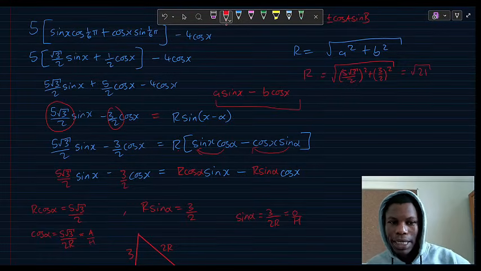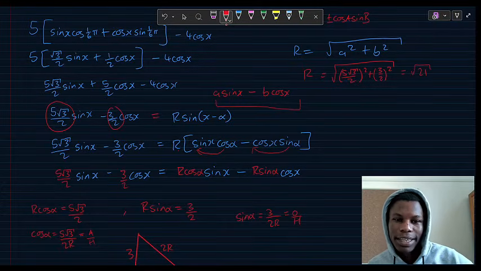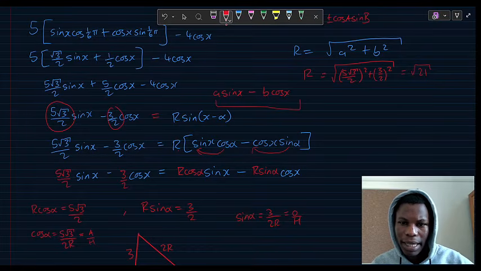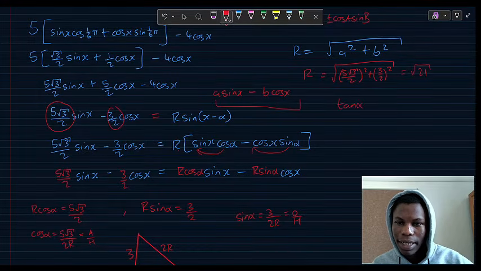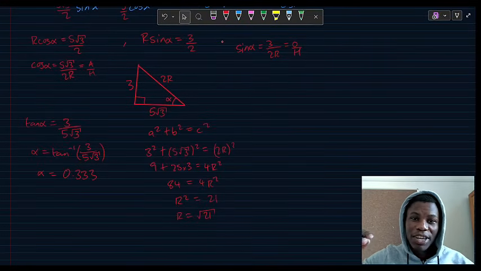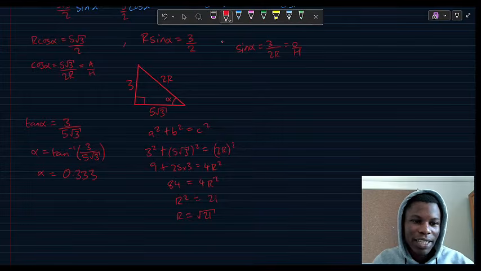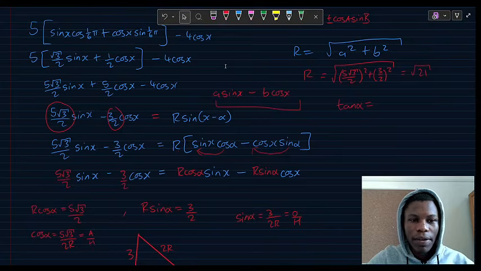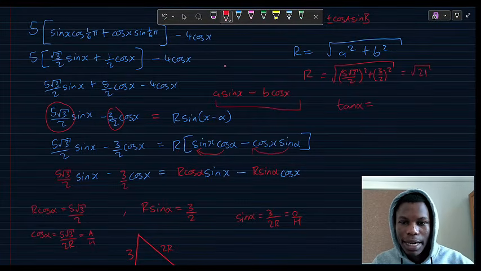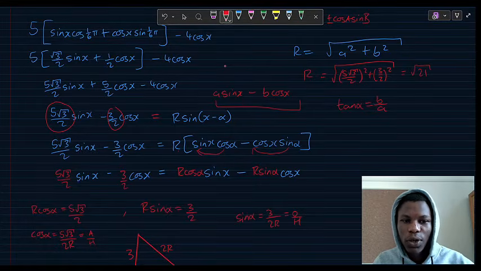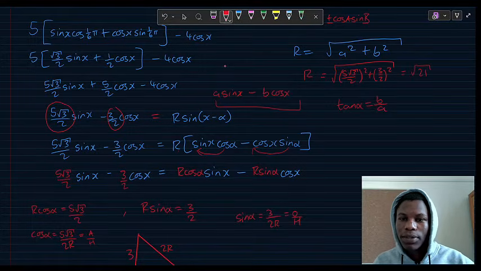Now alpha is the one that changes depending on whether it's r sine or r cos. If it's r sine, then you get that tan alpha has to be, what do we do down here? I can't remember. Sometimes it's a over b, sometimes it's b over a. So I'm trying to check which one this one is. This is 3 over 5 root 3. So in this case, it has to be b over a, right? So the coefficient on cos divided by the coefficient on sine. That's how you get alpha.